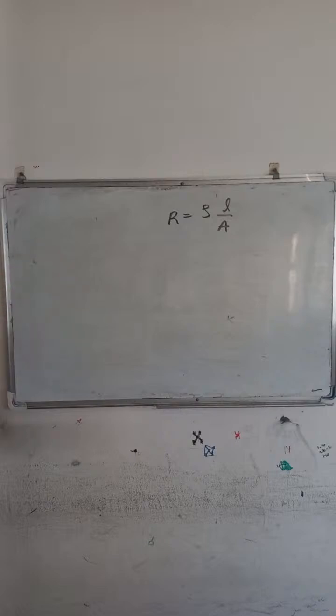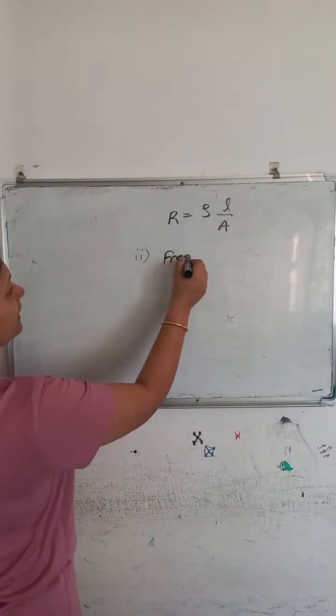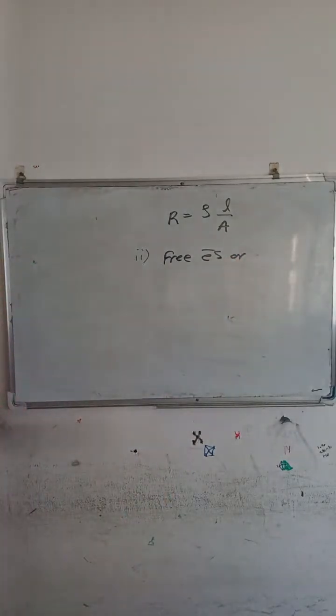Second, why are metals good conductors? So metals are having what? Free electrons, or they are having more electrons in them. Because of the more free electrons, they can conduct electricity. Okay, so glass is a bad conductor because there are no free electrons present in the glass. So this is the second bit answer.